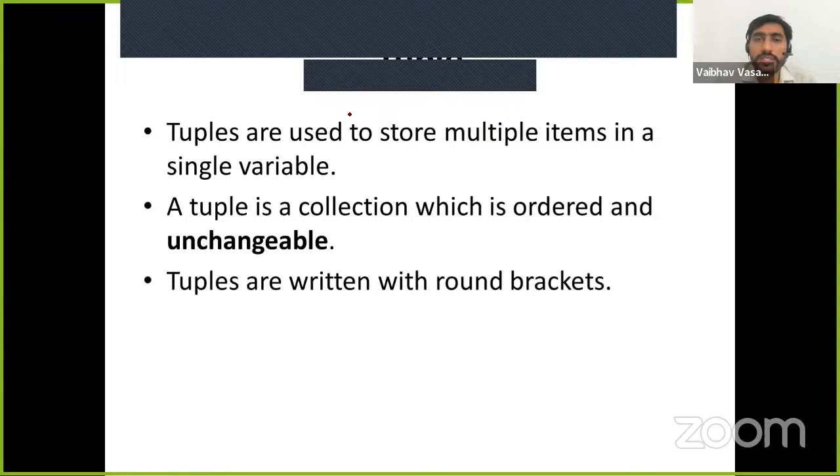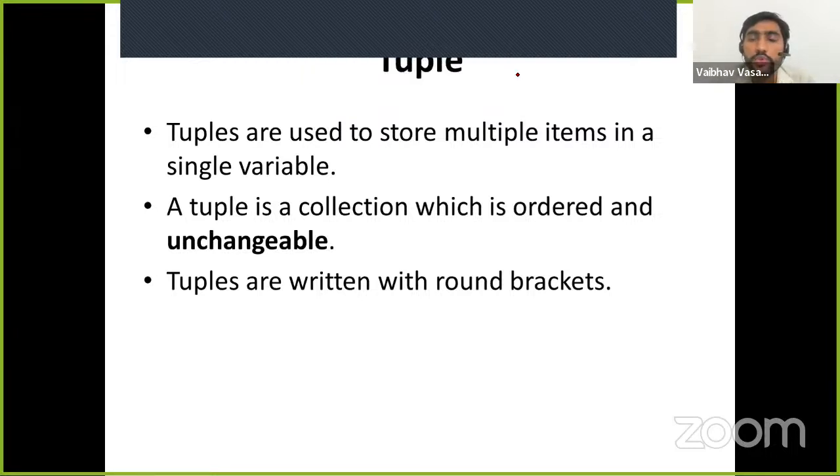Tuple. The next topic of discussion is tuple. So what is tuple? Tuples are also used to store multiple items in a single variable. Tuple is a collection which is ordered and unchangeable. If you look at the list, which we can change, it is ordered, and here the tuple is also ordered, but it is unchangeable. Unchangeable means it is immutable, right? It means list is mutable and tuple is immutable.